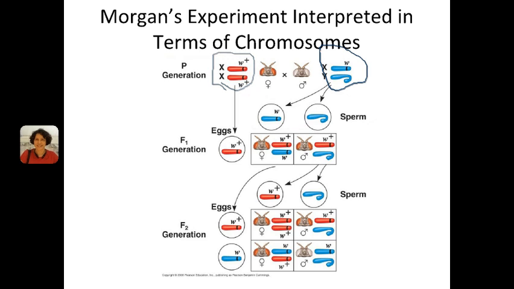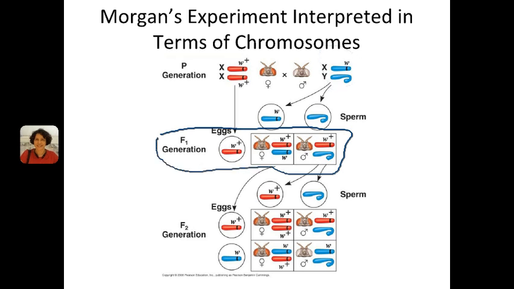Now in the next generation, we're going to look at the cross between members of the F1 generation. So these 2 are going to be crossed with each other. We're going to look at the gametes that are made by this female and by this male. When you make gametes, you separate the 2 alleles of a gene. In other words, you separate the 2 copies of a homologous chromosome pair. So now we're going to separate these two chromosomes from each other.